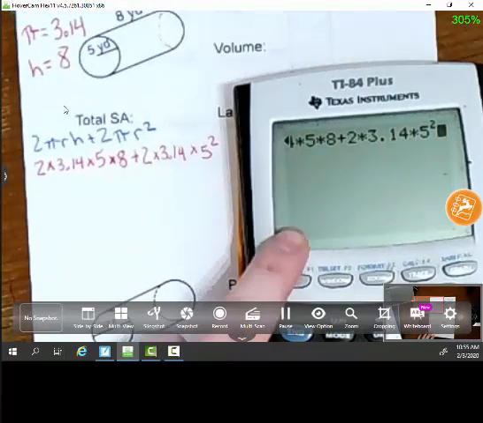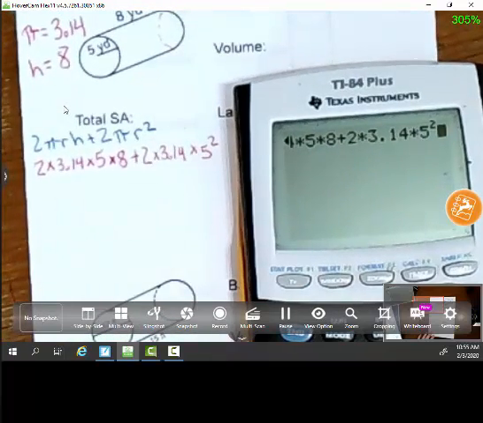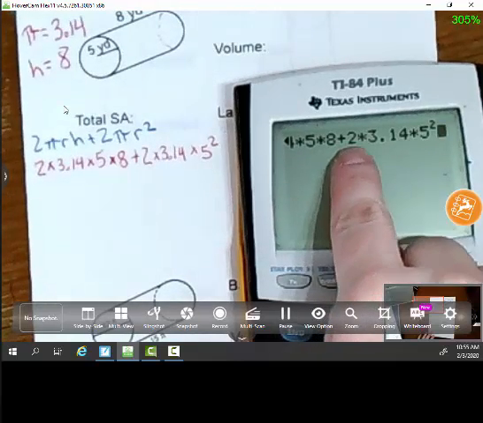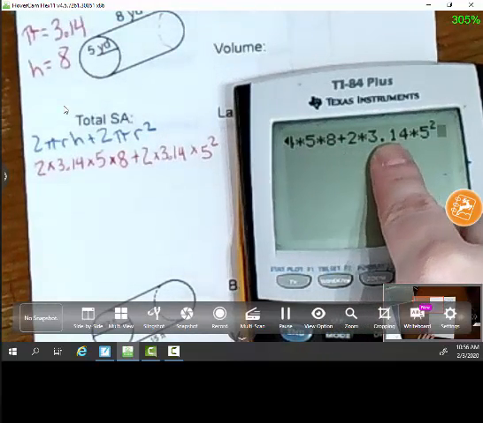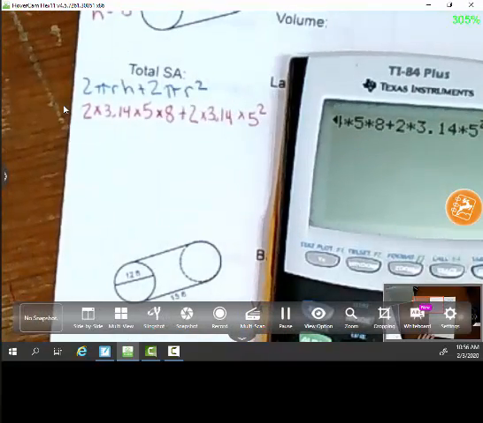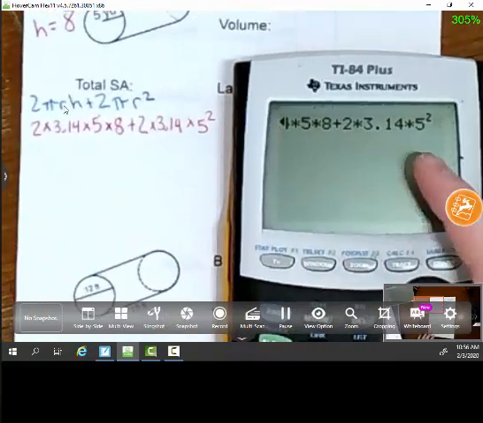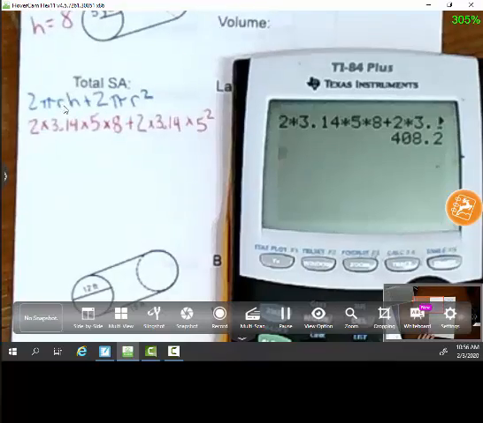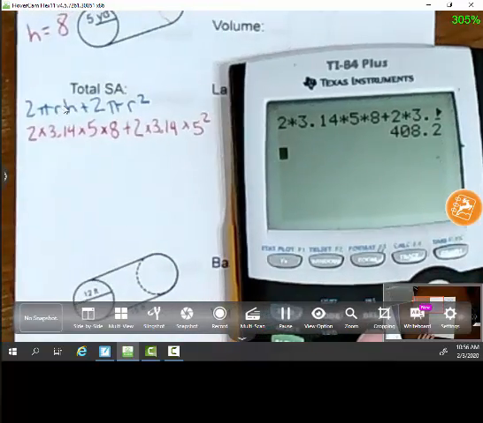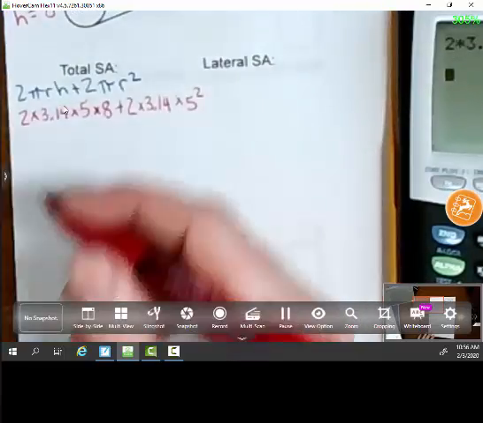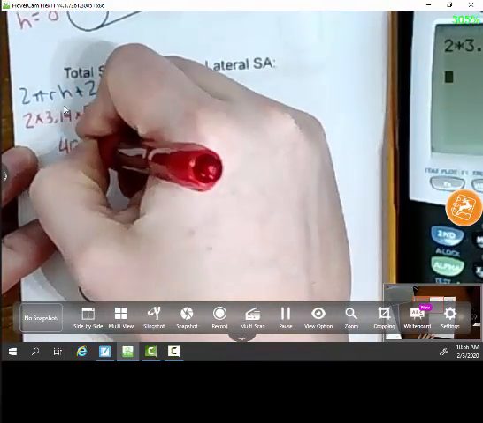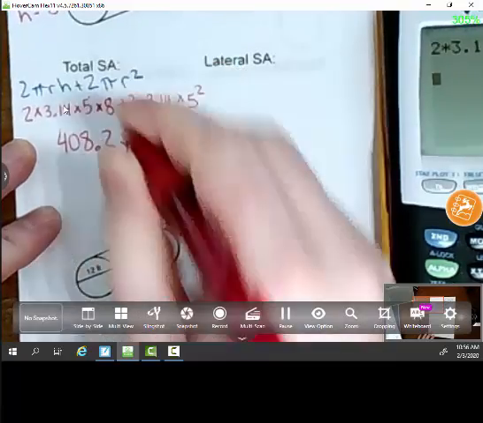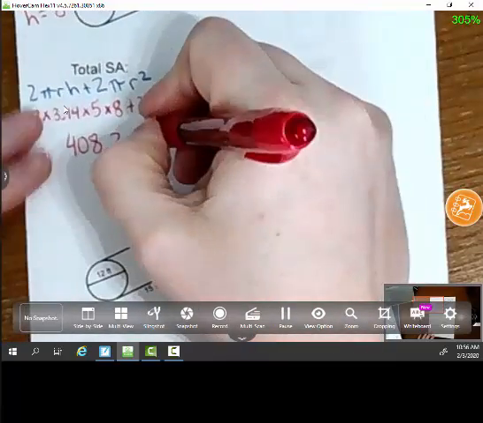Right, and the calculator's like, hey, you went too far. But it's fine. Plus 2 times pi, 3.14 times 5 squared. Push it in there. I'm glad we ain't gonna do this in our head. Well, on paper. Are there people that can do this in their head? I'm sure there are. 408.2. Just for that small number. 408.2 yards squared surface area. We did all of that just for this.